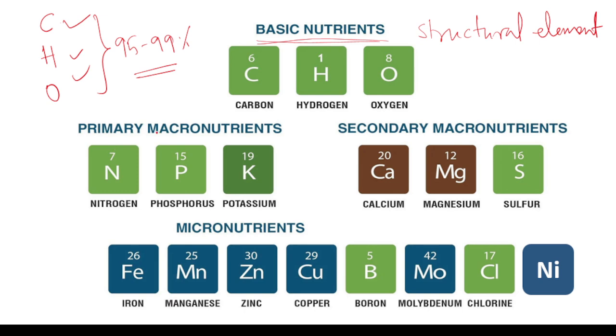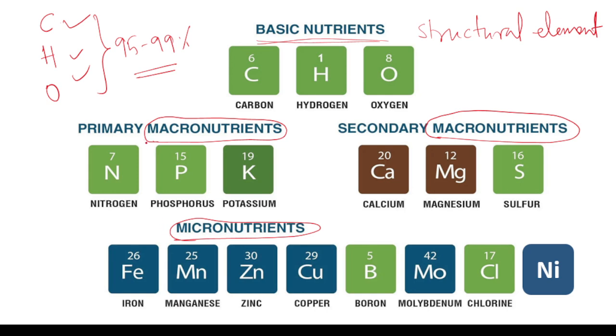Now, leaving these aside, there are six macronutrients. Okay, six macronutrients. What do we call macronutrients? Macronutrients are required in large quantities. Okay, and eight are micronutrients. So macronutrients are required in large quantities, micronutrients in smaller quantities.